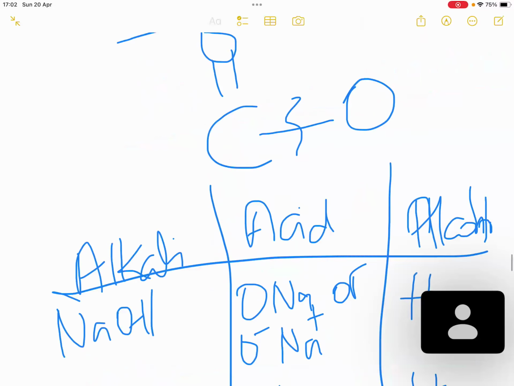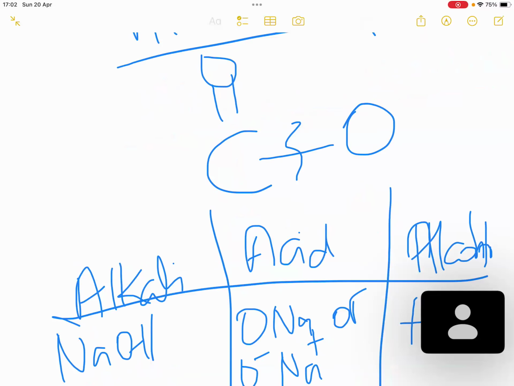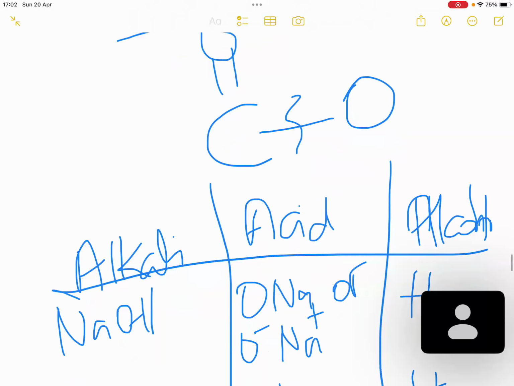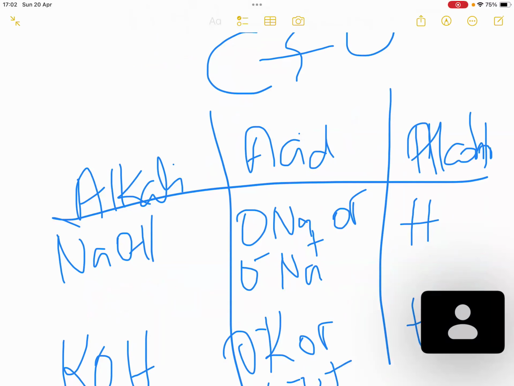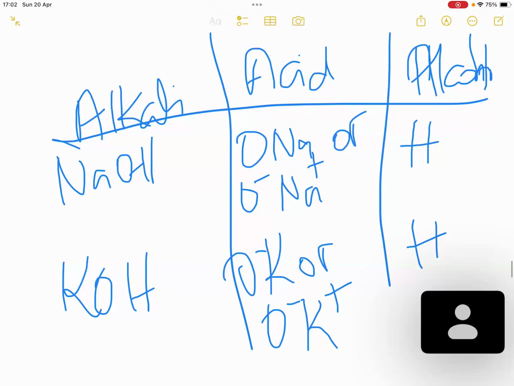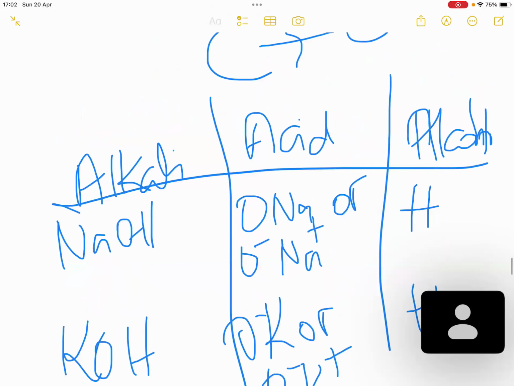Now we have alkaline hydrolysis. Again, the molecule is going to split between the carbon and oxygen single bond. When the molecule splits there, to the acid we're going to add ONa or OK, depending on the alkali that we are using. And to the alcohol, we're going to add H.